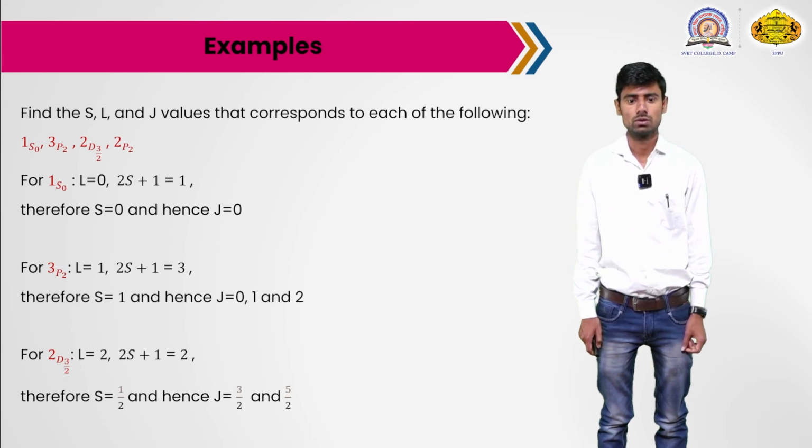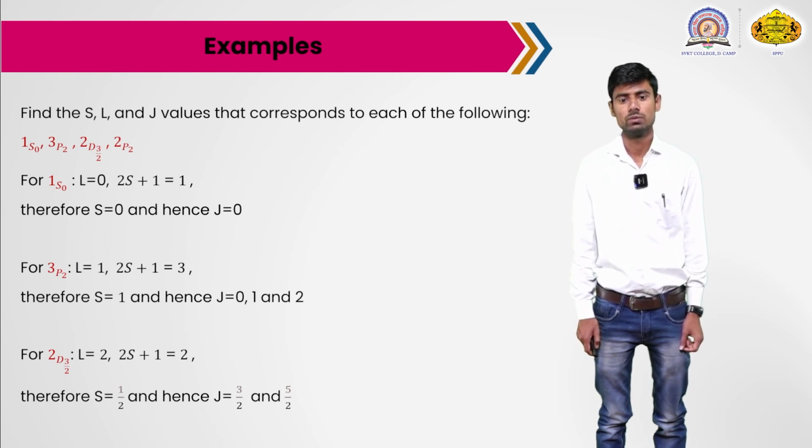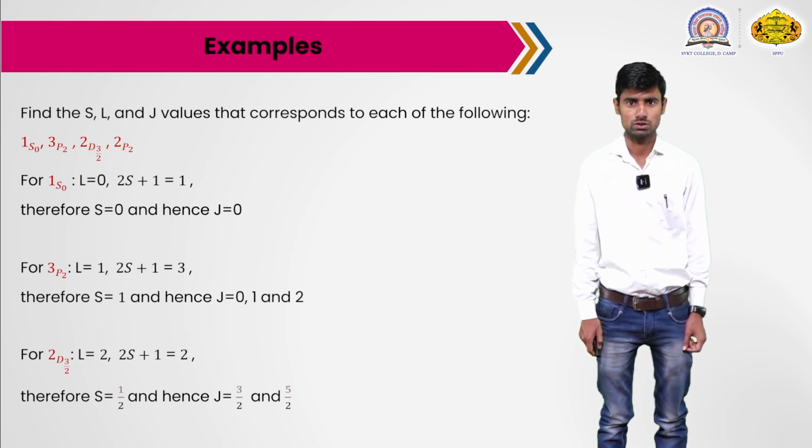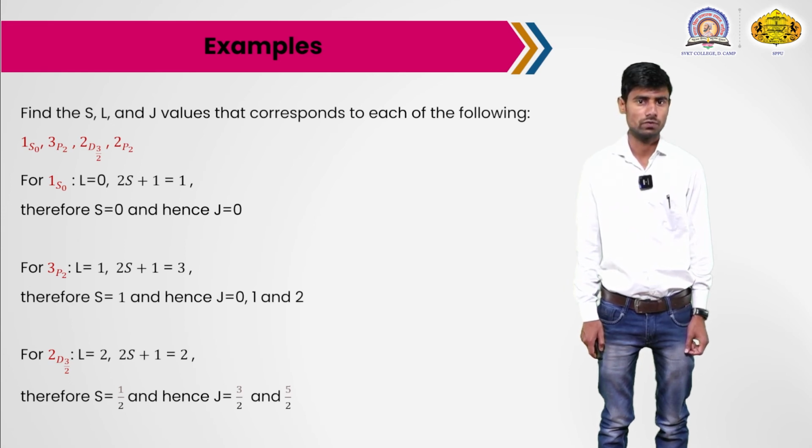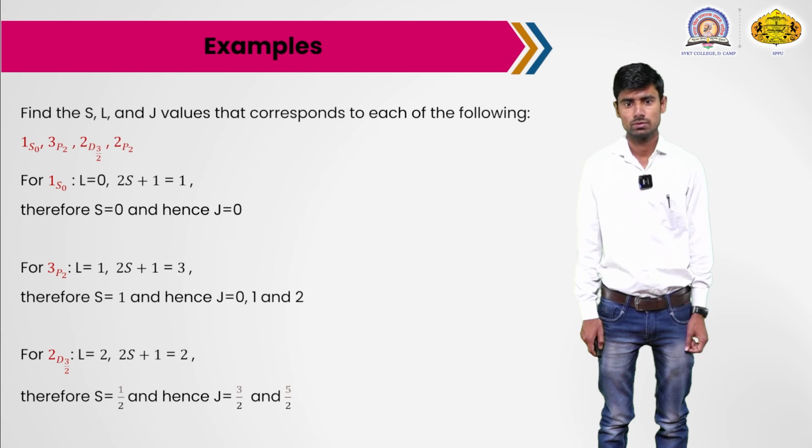And for the term 2D3 by 2, we have here L equals 2, it is a doublet D3 halves. So L equals 2 because D states correspond to L equals 2, and doublets will give me the value of S as a half, and hence the value of J will be 2 plus half to 2 minus half, which is 5 by 2 and 3 by 2, and here they have taken the value of J as 3 by 2.